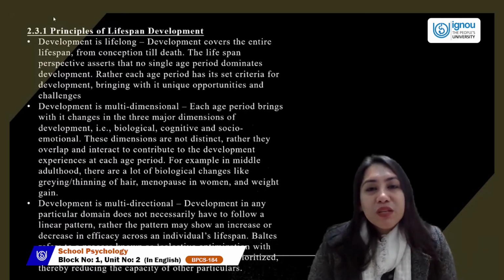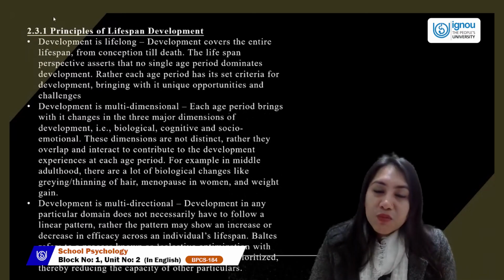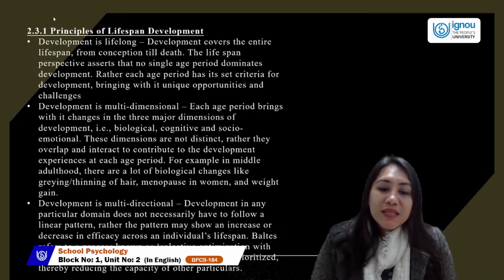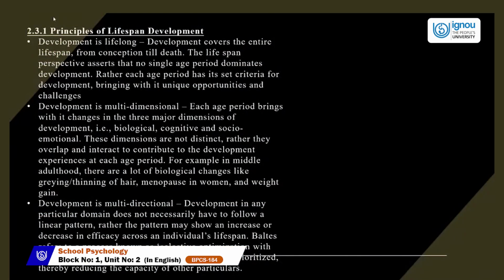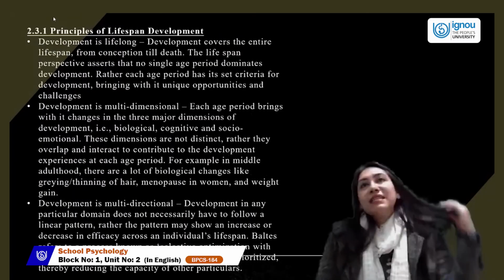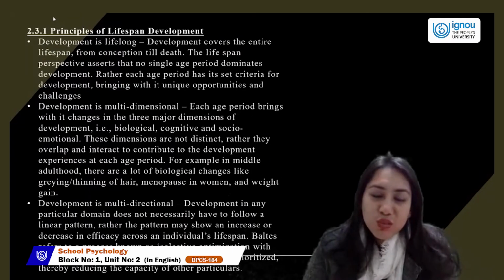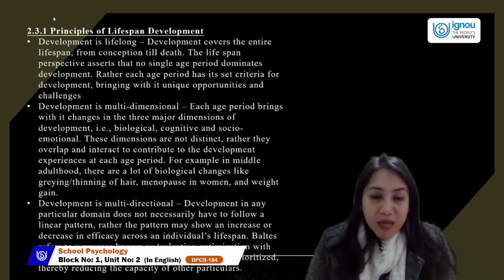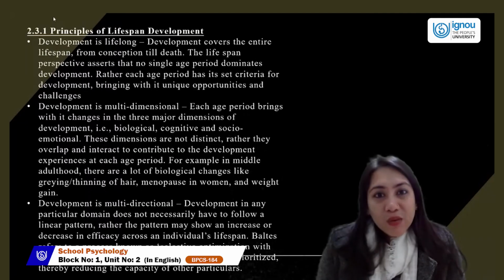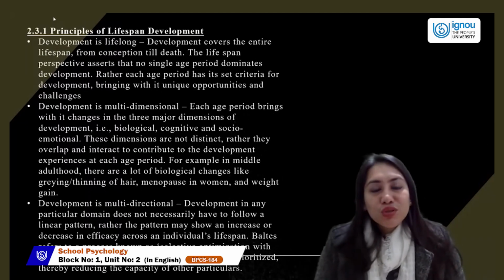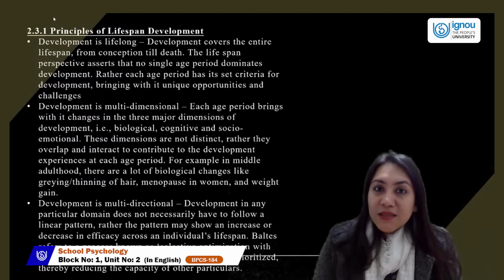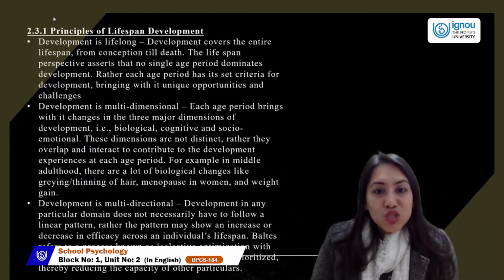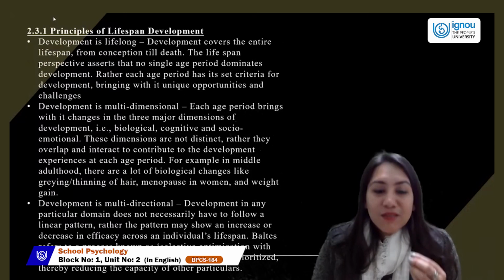Baltes also mentioned a concept called selective optimization with compensation, wherein particular functions are prioritized, thereby reducing others. Let's take an example for a child. Physical development is paramount for a child who's 3 years old: walking, building bone health. These are paramount. Language, remember, social interaction at times takes a backseat. The child does not interact much. We usually assume the child is an introvert. But physical development, body development, and language and cognition are extremely important.